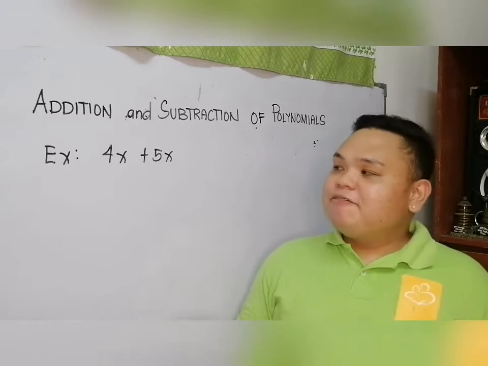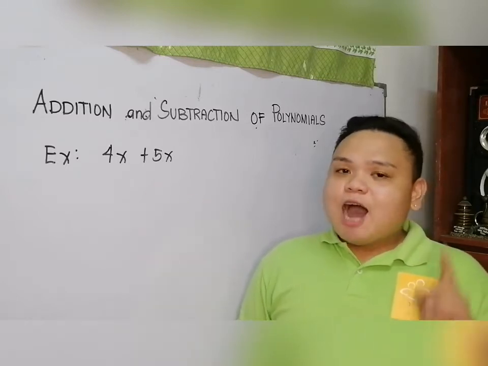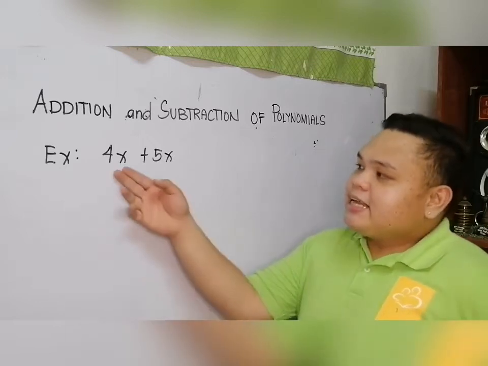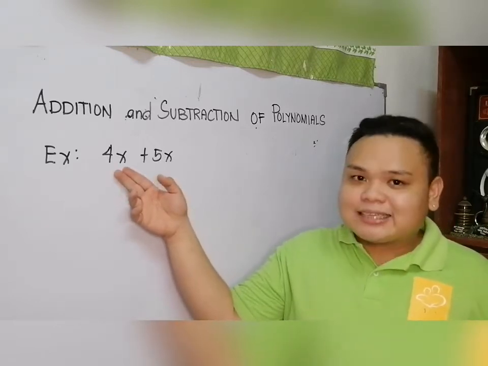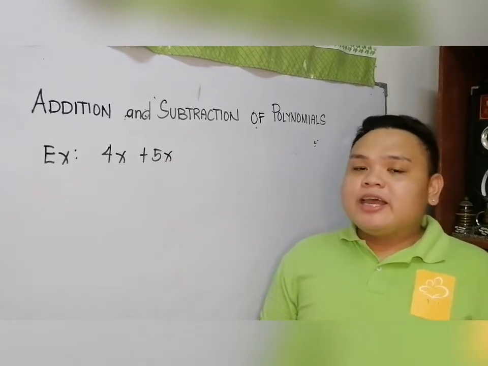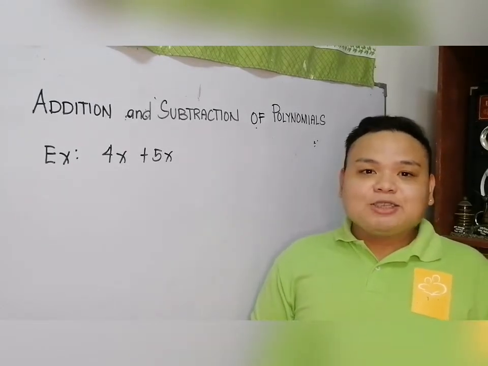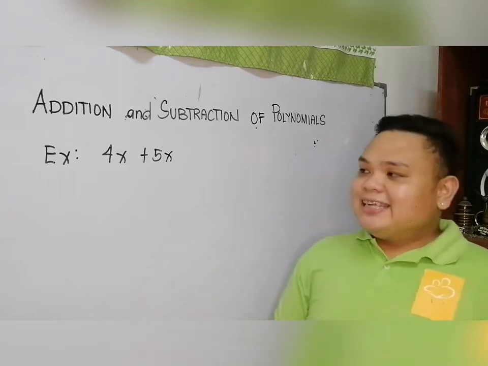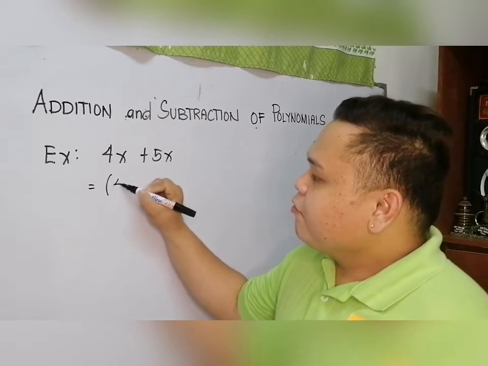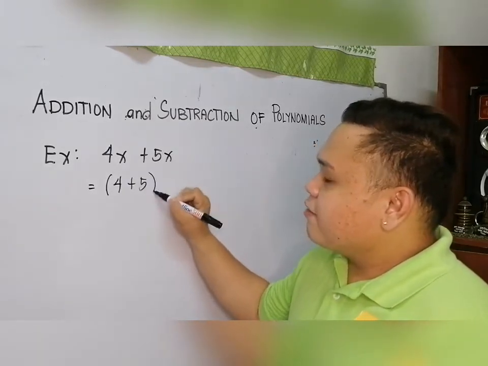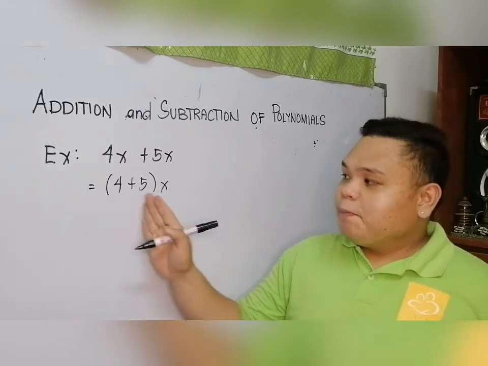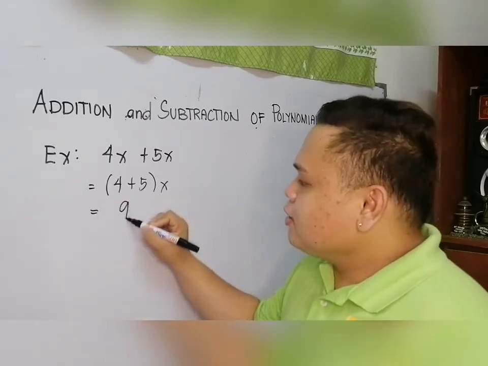For example, let's have 4x plus 5x. Our first step is to check whether they are like terms. In this case, the literal coefficient of 4x is x, and the literal coefficient of 5x is also x. Therefore, they are like terms, and we can actually combine them together. In this case, we're just going to add the numerical coefficients, which are 4 and 5, and then we're just going to copy the variable x. 4 plus 5 will be equal to 9x.